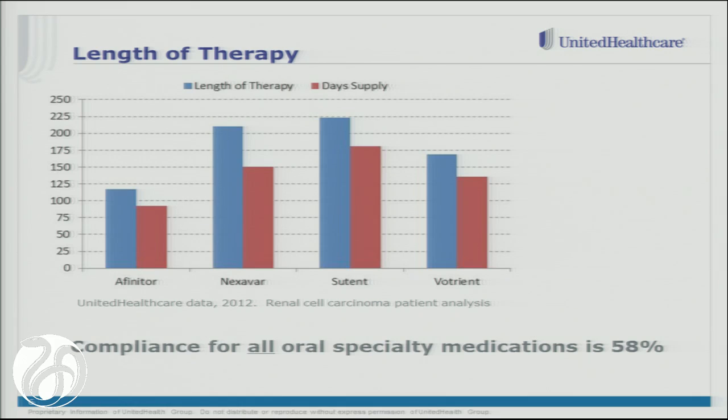These drugs, just at a glance, look at about 75 to 80% compliance. But when we looked at compliance across all the oral specialty medications in cancer at United Healthcare, the compliance rate was 58%. So at least a third and almost 40% of these drugs are not being taken at the dosage that should be prescribed, or at the right dose.